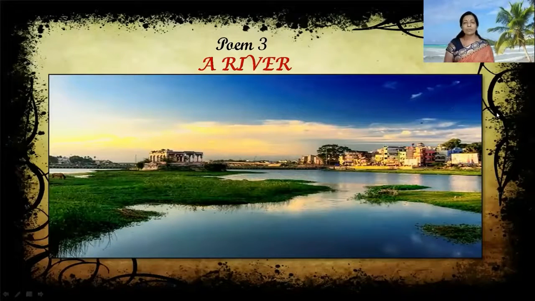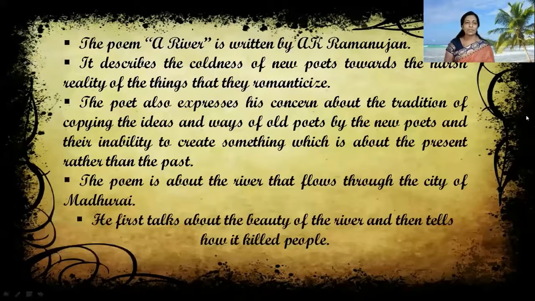The third poem is titled A River. This poem is written by A.K. Ramanujan. In this poem, he describes his aversion to the new poets because of their inability to create new ideas or new concepts. He feels that the new poets are unnecessarily copying the older poets and their style of poetry.